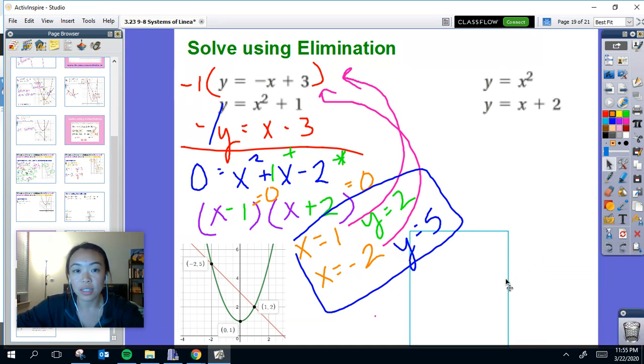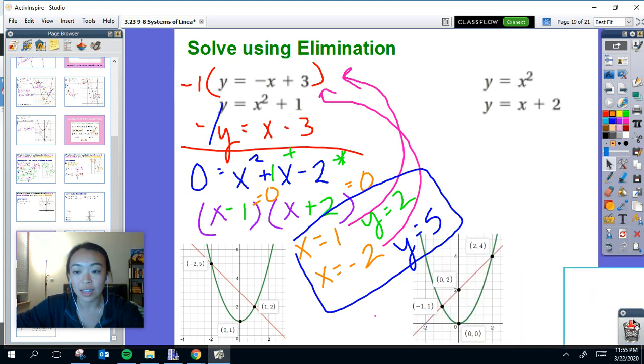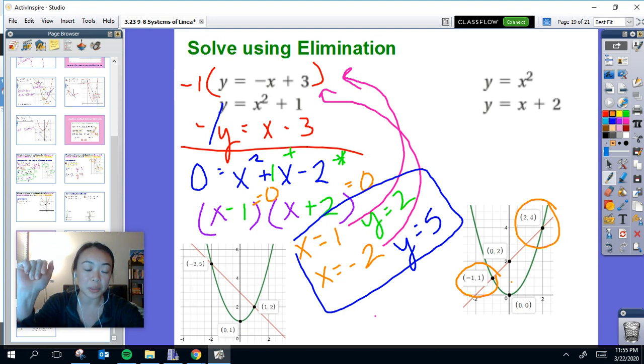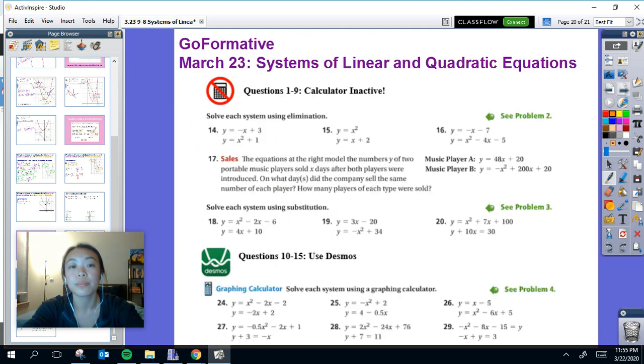Using the same method, number 8, there was an 8 there, should have been negative 1, 1, and 2, 4. You can always double check using Desmos. Remember, our 3 methods were Desmos, substitution, and elimination.